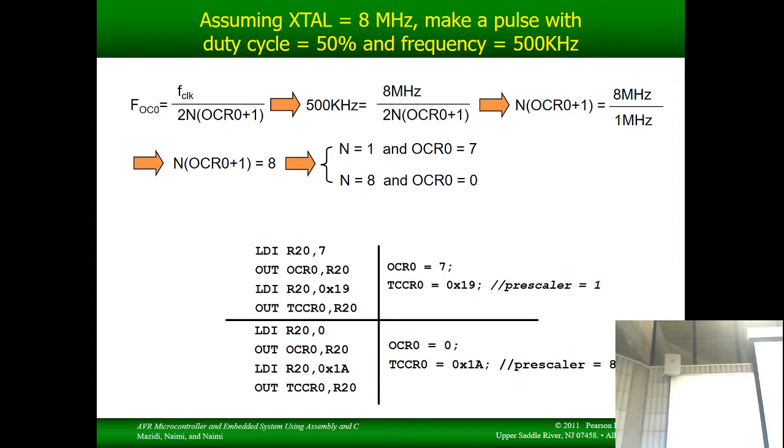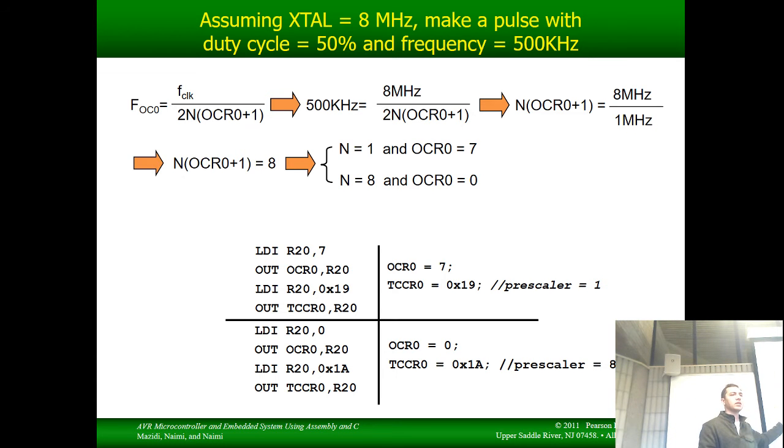If your prescaler value is 8, that means you put a 0 into your output compare register. So it's going to trigger every time, basically. If it's a prescaler of 1, that means you can put 7 in there, so every 8 cycles. So you can see it's not that crazy, right? We just say 7 goes into our output compare register, and then TCCR0 equals 19.